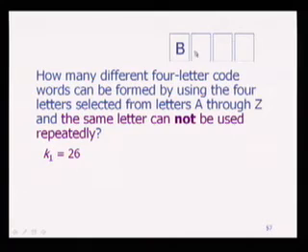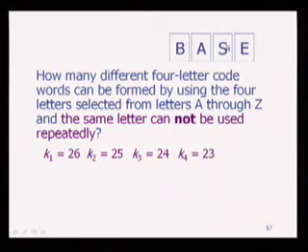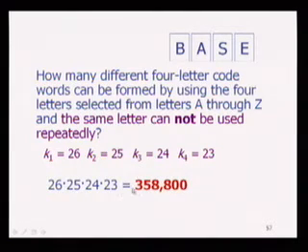Then the second step, fill in this second letter. The same letter cannot be used twice, so since I have used one, I only have 25 left. So the number of ways to perform the second step is 25. Then of course 24, and then 23. So this experiment involves these 4 steps. The first step has this many ways, the second step this many ways, and so forth. So I just multiply them together. I get the total number of possible ways that I can form 4-letter code words, where the same letter cannot be repeatedly used.